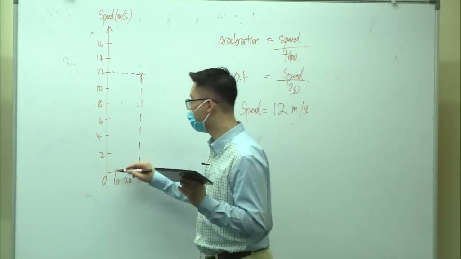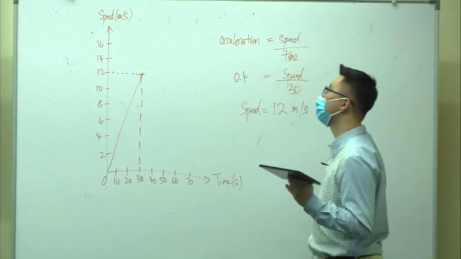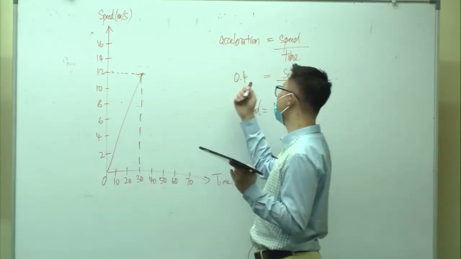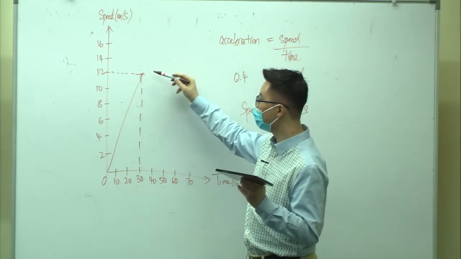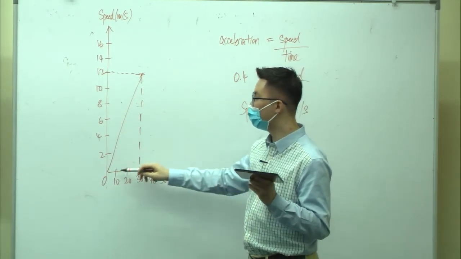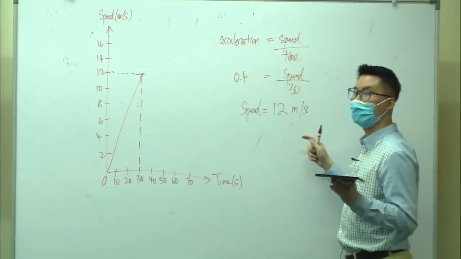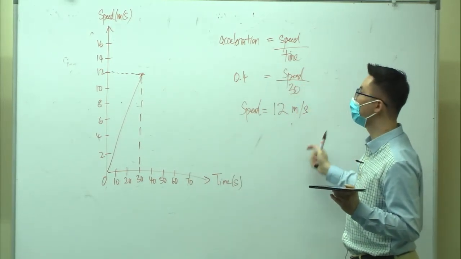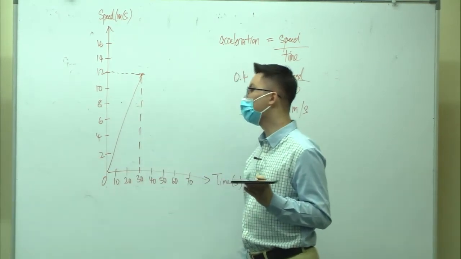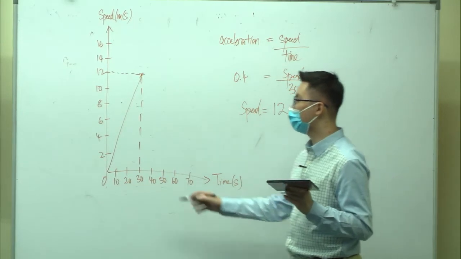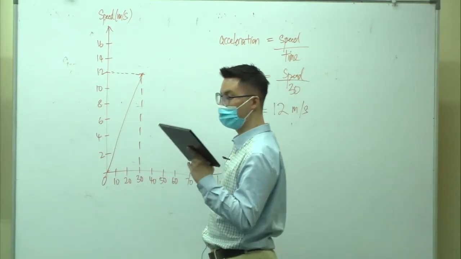So it means we draw the straight line from here until here. The gradient of this straight line will be the acceleration, 0.4. How to find this gradient? You just take the height over the width. The height is 12. How do we know it's 12? Just now we found this speed using this formula. And how do we get the width? Because it's given, 30 seconds. So we draw it from this origin to this 12.